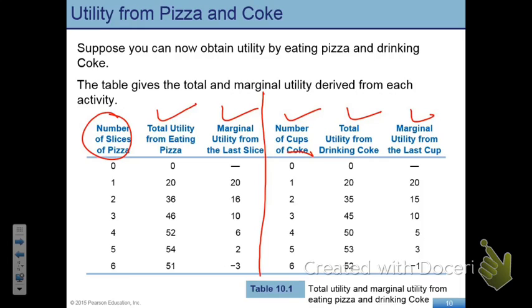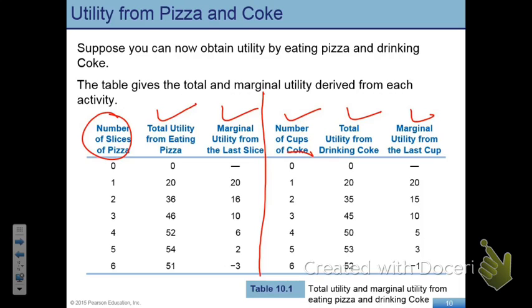Based on these numbers, can we decide how much Coke and how much pizza we are going to be buying? The answer is we cannot. Why? Because, first of all, it's not really clear which combination of these two goods I'm going to be buying. There are a lot of numbers, and these numbers by themselves really do not make any sense.